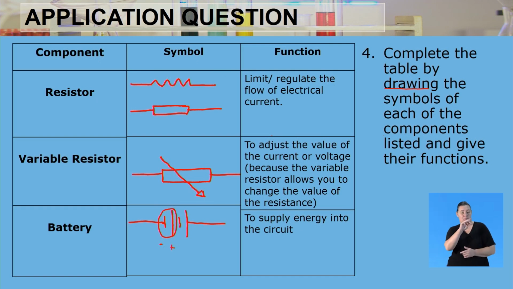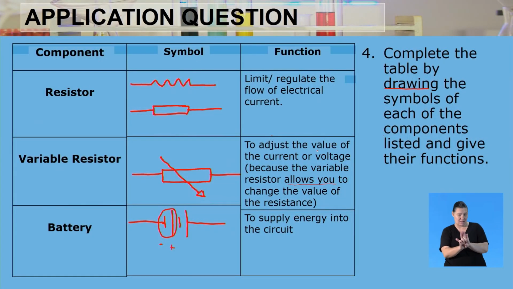Whereas the variable resistor, its function is to adjust the value of the current or the voltage. Why do we do that? Because the variable resistor allows you to change the value of the resistance, because you're going to be able to manipulate the value of the resistance by yourself changing the resistance of that particular resistor, hence variable resistor. And by so doing, it is going to be able to adjust the value of the current or the voltage. Remember that if the resistance is high in an electric circuit, then the current is going to be low.